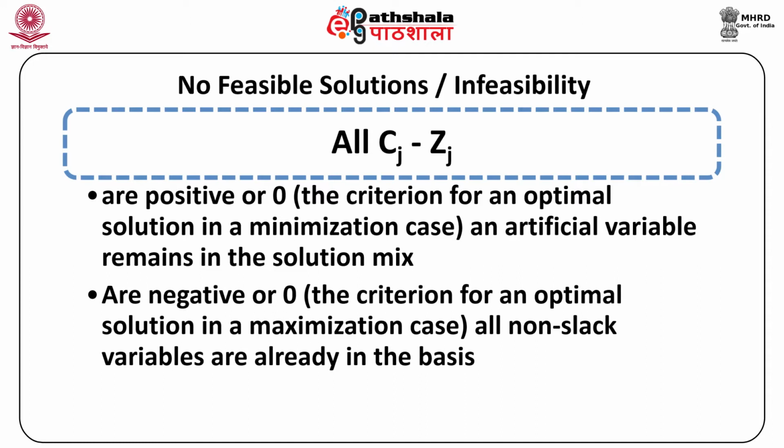Indication of infeasibility: even though all Cj minus Zj are positive or zero, the criterion for an optimal solution in a minimization case, an artificial variable remains in the solution mix. Or, if all Cj minus Zj are negative or zero, the criterion for an optimal solution in a maximization case, not all non-slack variables are in the basis. The feasible region is found to be empty, which indicates that the problem has no feasible solution.